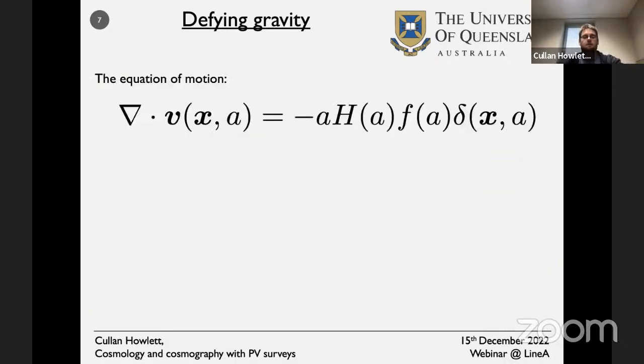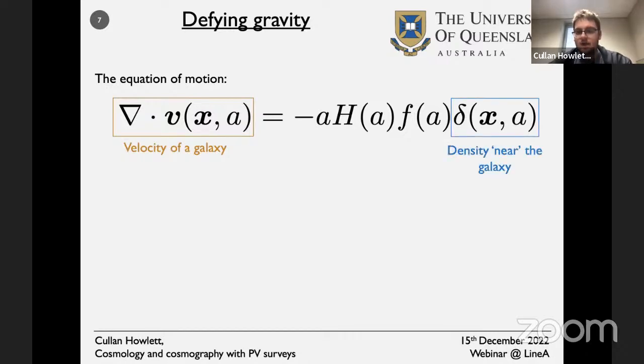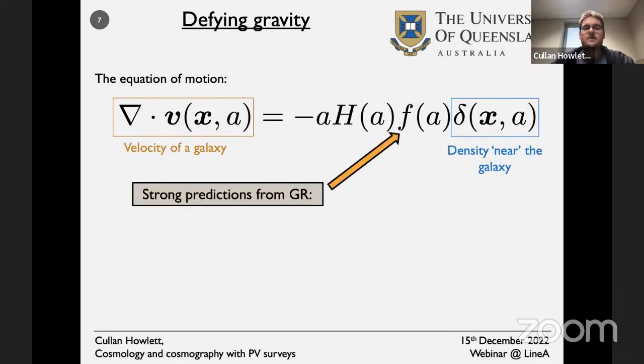This is even more apparent if you look at the equation of motion. So this is basically one of the first equations which drops out from the Einstein field equations. And you can see that this is a pretty simple equation. But what it basically does is it says that the velocity of a galaxy, which is on the left-hand side here, is related to the density near a galaxy purely by these proportionality factors. And this proportionality factor here, f, is called the growth rate of structure, and it has very strong predictions from general relativity. This is basically what GR predicts for that constant.